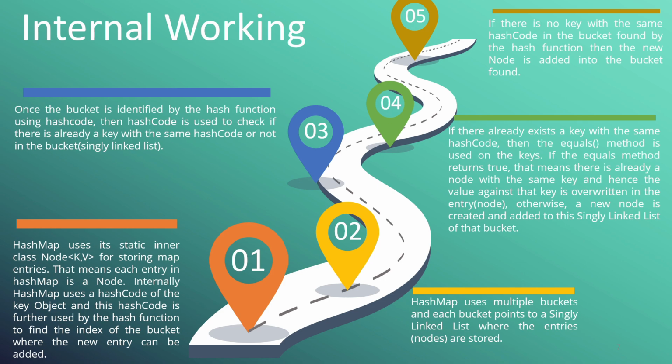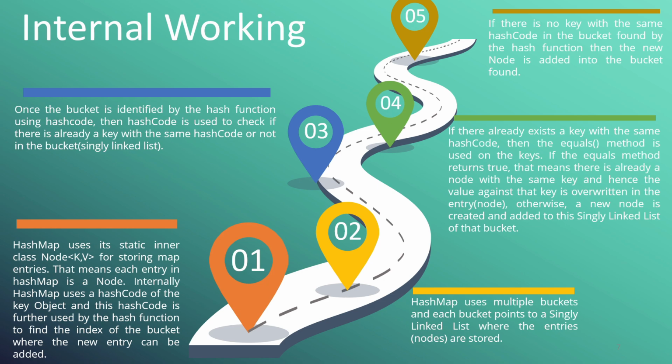Now the next point is, once the bucket is identified by the hash function using the hashCode, the hashCode is used to check if there is already a key present with the same hash code in the bucket. So it checks if that bucket already contains a key, because keys are unique. If there is already a key, we will replace the value. If there is not, then we will create a new node and store the entry, the key value pair, into it.